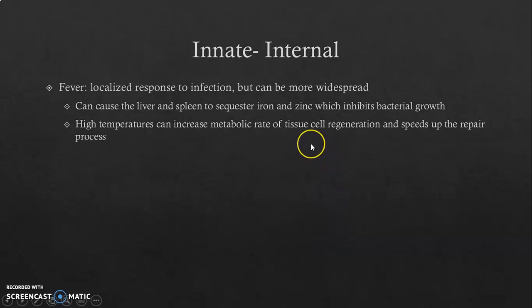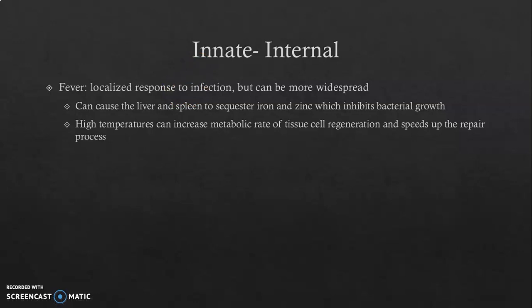And then finally, the last internal defense that we have is, of course, a fever. Now, we're all familiar with fevers, and the first thing we want to do is break a fever and keep our body temperature down. Well, that's actually one of our innate internal defenses. So breaking a fever too early can be kind of bad, because a fever is a localized response to infection, and it can also be more widespread.